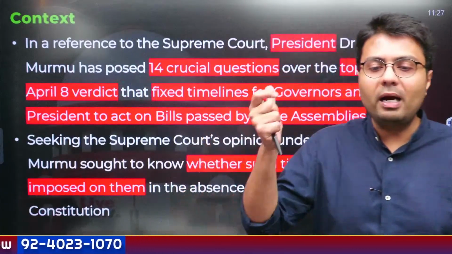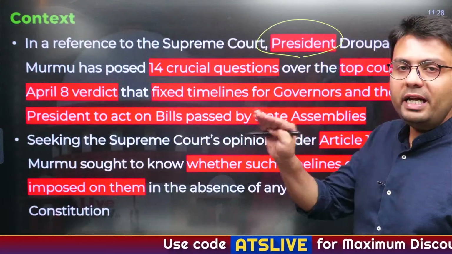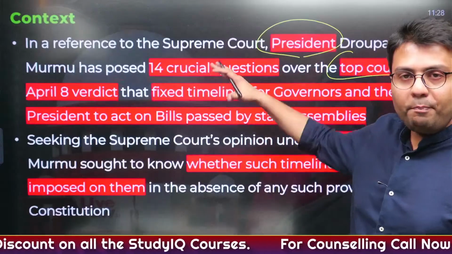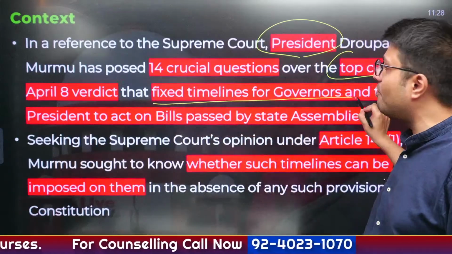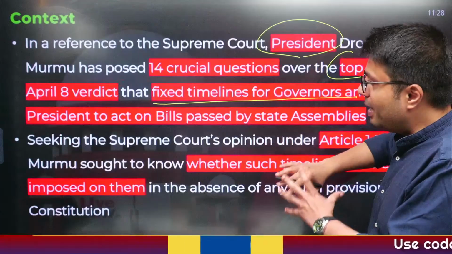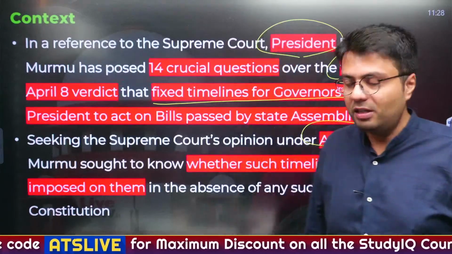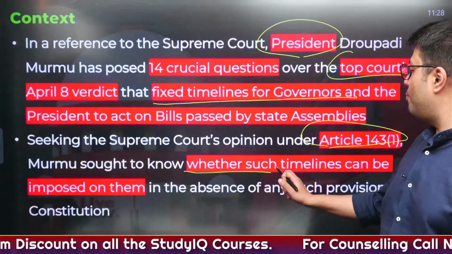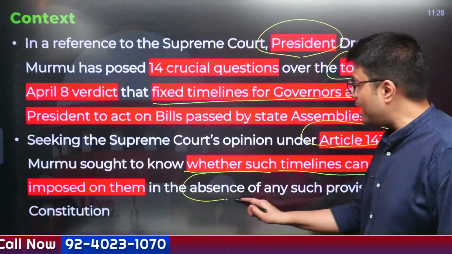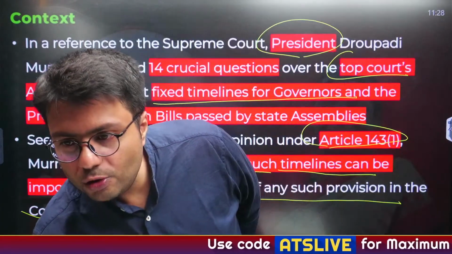Now let me give you certain background about this issue. Last month, in June, President Draupadi Murmu posed 14 different questions to the Supreme Court based on the Supreme Court's verdict of April the 8th. In that verdict, the Supreme Court fixed timelines for the governor and the president when a bill is presented to them after being passed by the state legislature. Using the power given to the President under Article 143, President Murmu wants to ask whether such timelines can be imposed on the governor and the president, especially when such timelines are not mentioned anywhere in the constitution, right? So this is what the President of India is going to ask.